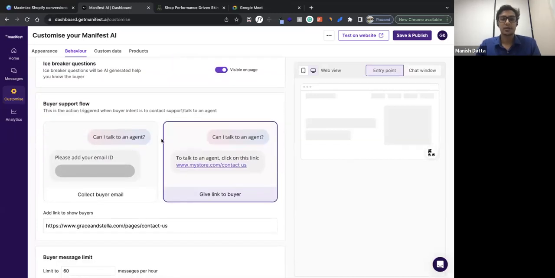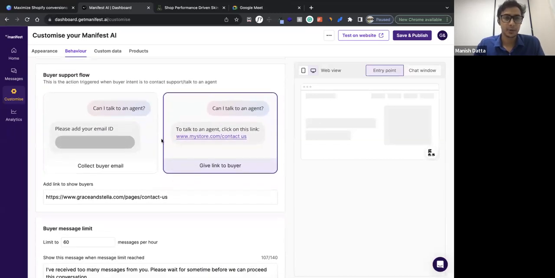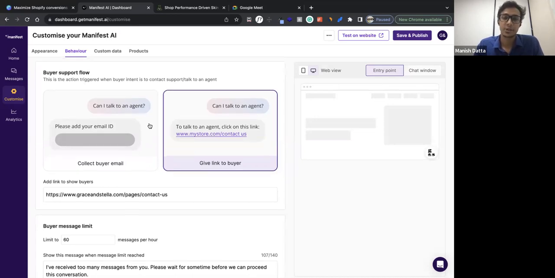A few other options for us to control the agent handoff flows as well. If somebody wants to speak with a real life agent, you get to choose how you want to do that. You can either give them a link to be referred to, or you can also collect their lead to make sure that your team can then reach out to them later.